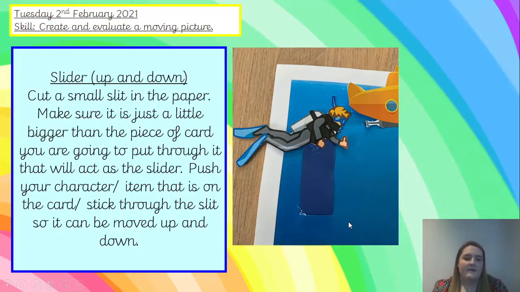Okay, so you can see here this piece of card is just a little bit smaller than the hole that I made. If it's too big, then it's going to end up going side to side rather than up and down. Okay, so you're going to push your card through, and then you can push your character up and down from behind using the card. So it can be moved up and down.